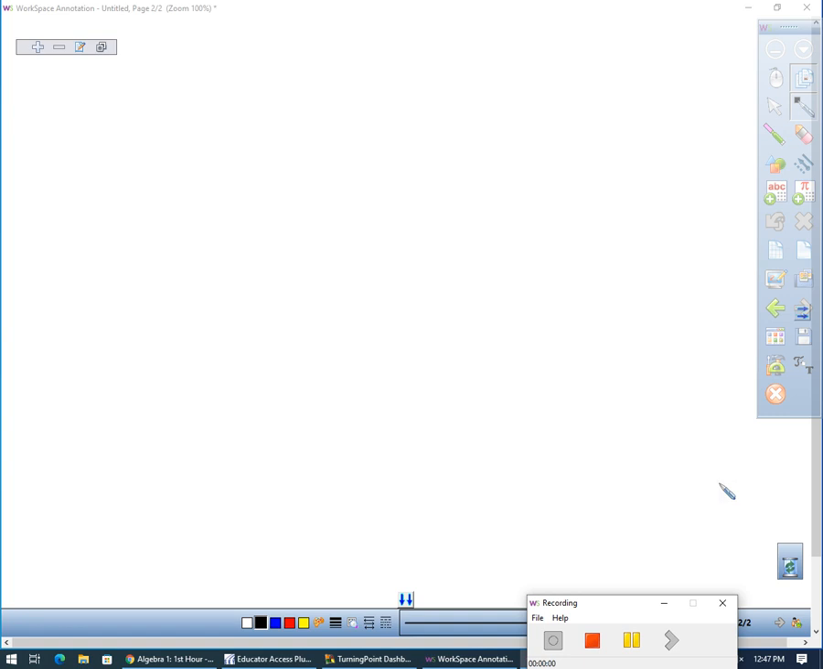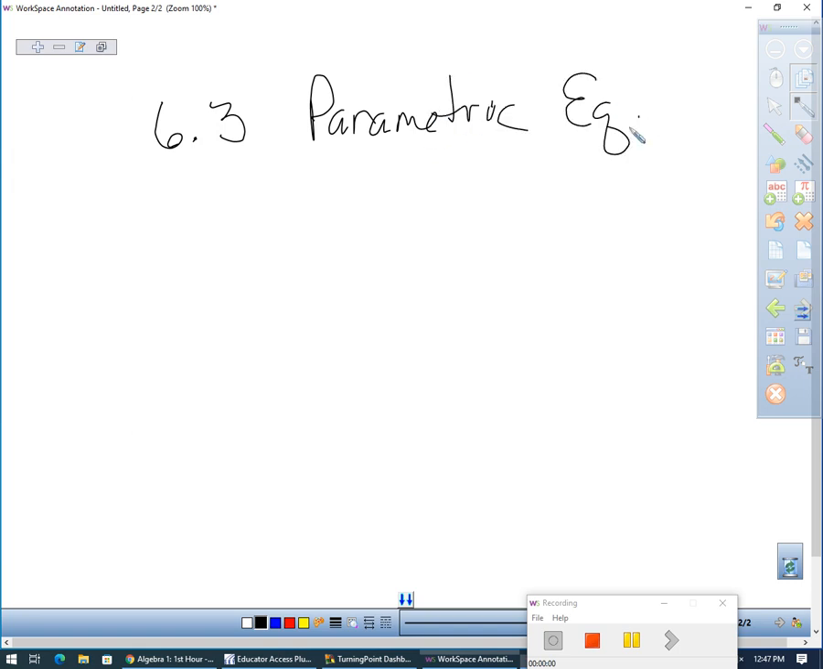Okay, here we go. We're talking about 6.3 today. 6.3 has to do with parametric equations. Parametric equations introduces the variable t. Now, in your book, they use a lowercase t. Works either way.